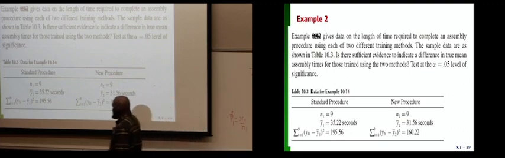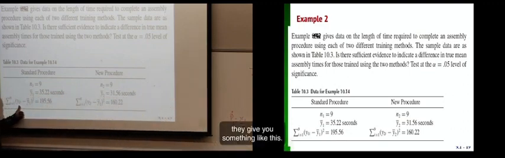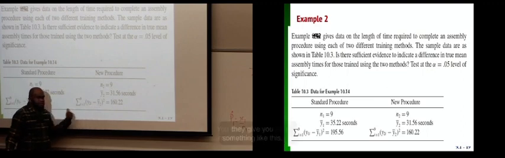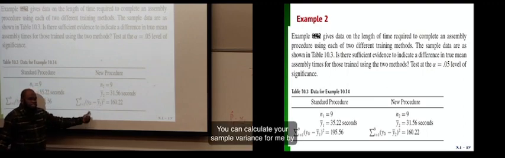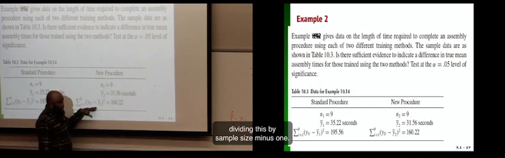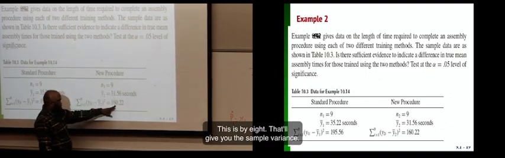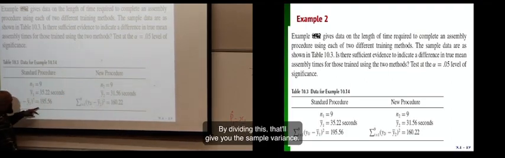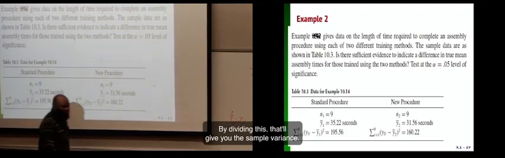Here they give you something like this. You can calculate your sample variance from it by dividing this by sample size minus 1. This is by 8. That will give you the sample variance here. By dividing this one, that will give you the sample variance here.